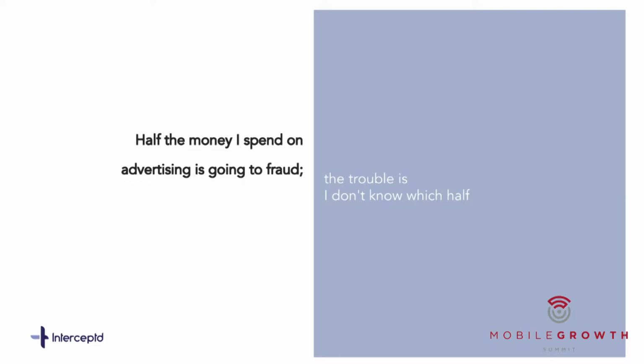He said it because at that time he could only use offline channels, like newspapers, billboards, so there was no way of measuring them. So you may think that it is different now because we have our data, our precious data, we know everything. But I think it is still valid today, but for a different reason. It is fraud. If he lived today, John would have said half the money I spend on advertising is going to fraud. The trouble is we don't know which half.